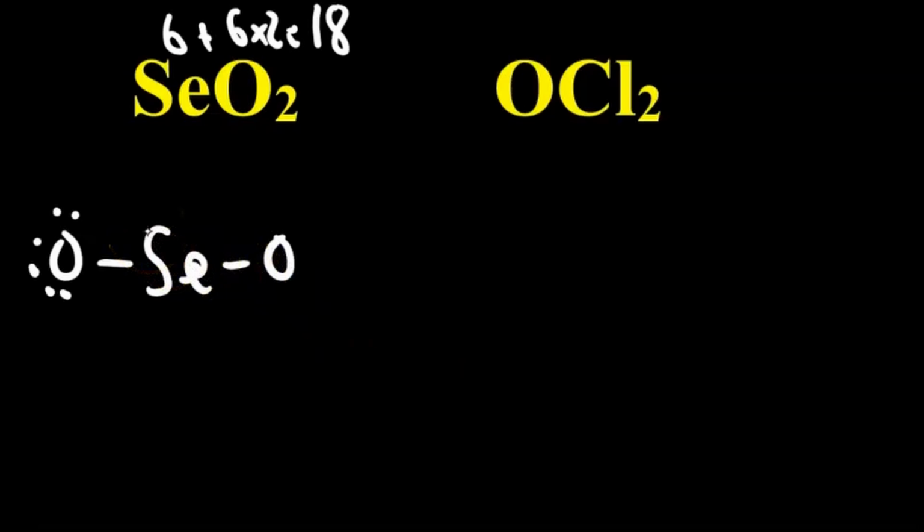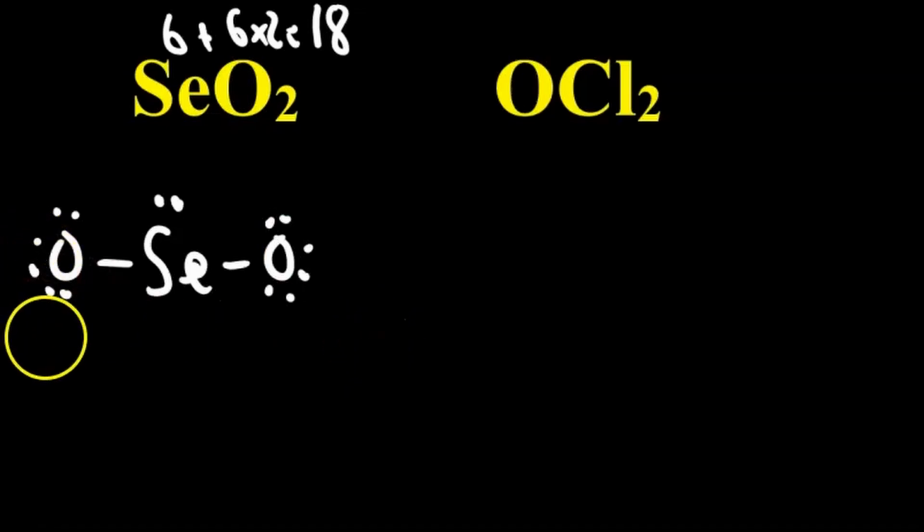2, 3, 4, 5, 6. Now this oxygen has an octet because there's 8 electrons around it. 2, 4, 6, 8. We'll do the same for the other side. 2, 1 in each bond, 3, 4, 5, 6, 7, 8. There's 16 electrons here. We can't add any more to the oxygens because they have complete octets, so we need to add them to the central atom. So the remaining 2 go to the central atom, the selenium.